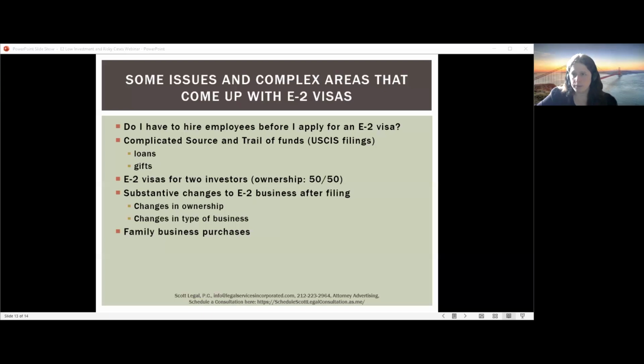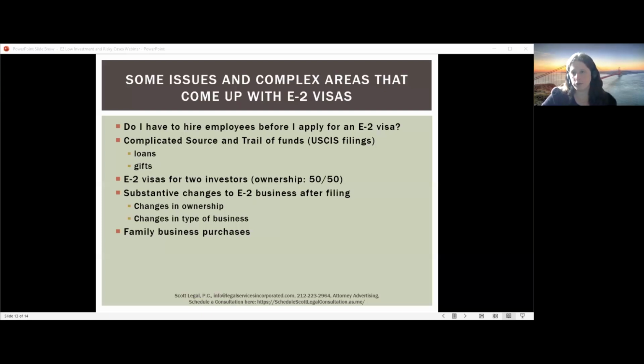Another complex area, family business purchases. We talked about this a little bit prior, but if you're purchasing a business from a family member, they're automatically going to wonder a bit more, is this really a substantial investment? Is this the fair market value of this business? That's where it can be helpful to get a CPA letter or some type of official valuation for the business. At the very least, the purchase price should absolutely make sense in light of the financials.